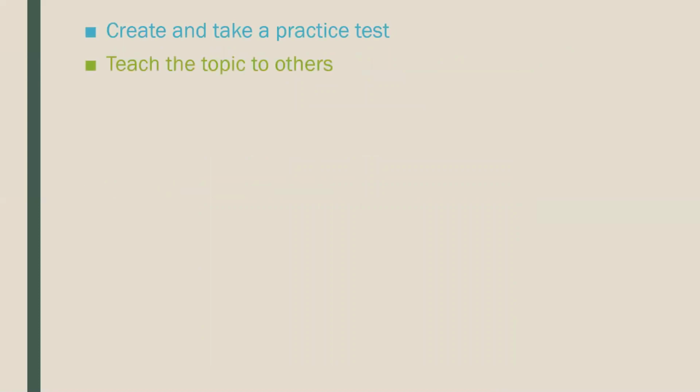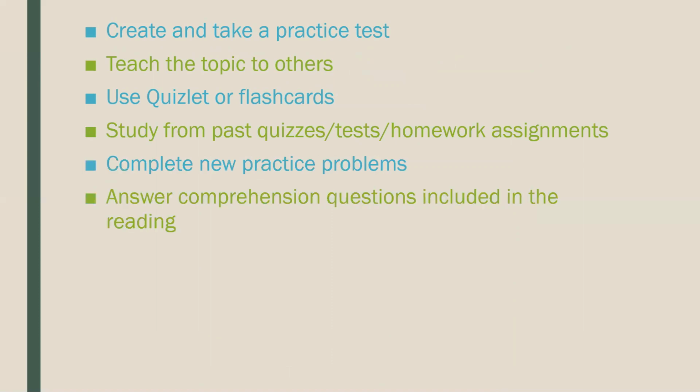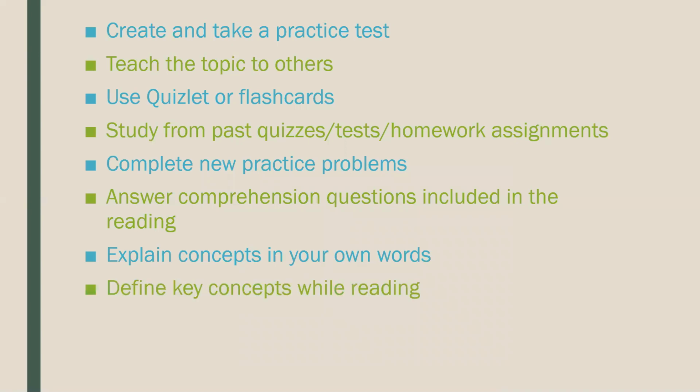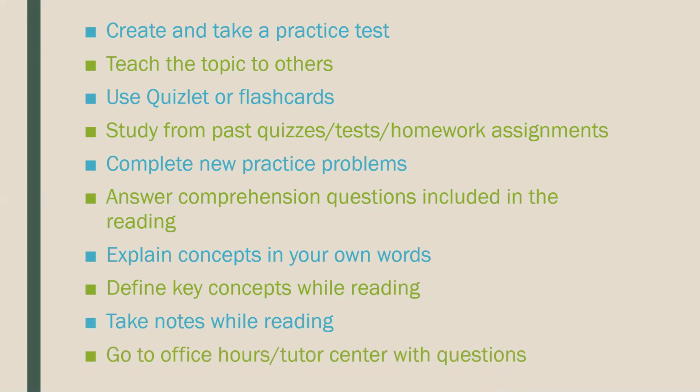So, to summarize, some of the most important active study strategies include: create and take a practice test, teach the topic to others, use Quizlet or flashcards, study from past quizzes, tests, or homework assignments, complete new practice problems, answer comprehension questions included in the reading, explain concepts in your own words, define key concepts while reading, take notes while reading, and go to the office hours or tutor center.